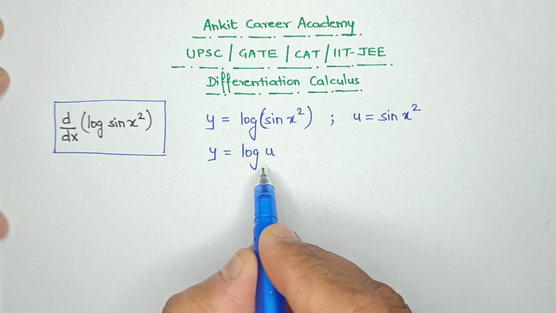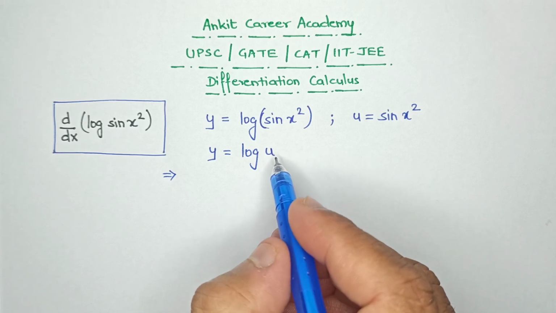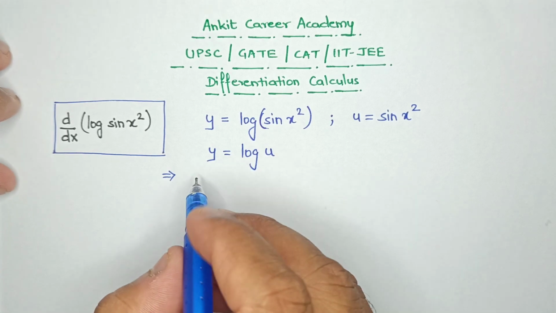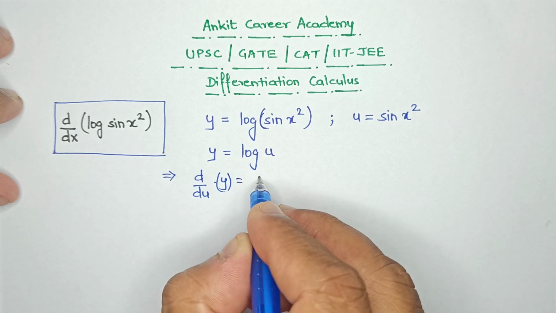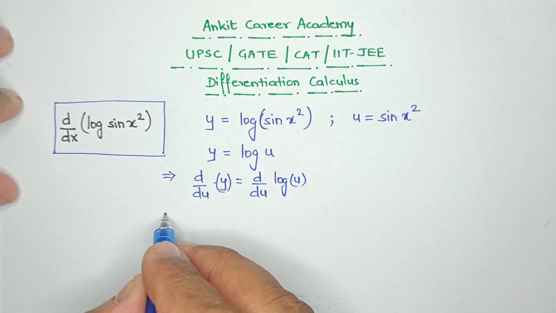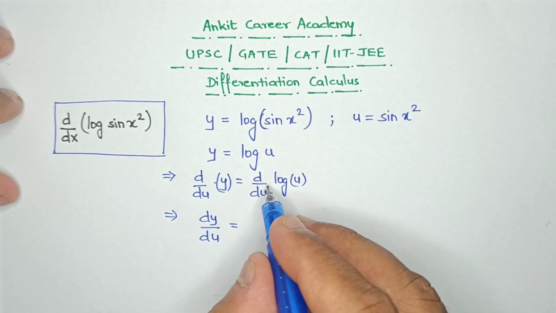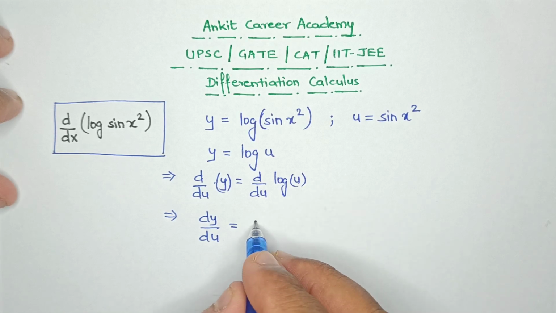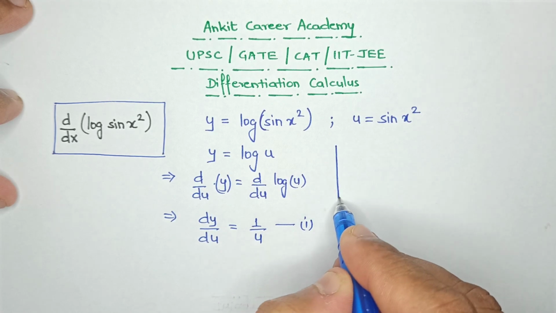Now after this, what we are going to do is take the differentiation on both sides of the equation. Since on this side the independent variable is u, this will be d by du of y, and on this side we will have d by du of log u. So let us differentiate this. On this side we will have dy by du, and differentiation of log is 1 upon x. In this case we have a u over here, so this will be 1 divided by u. Let us say this is equation number 1.